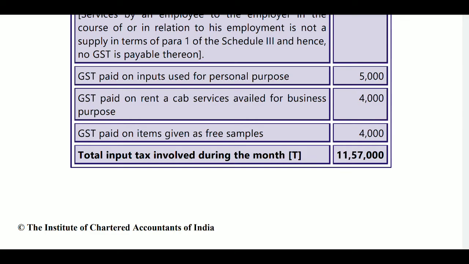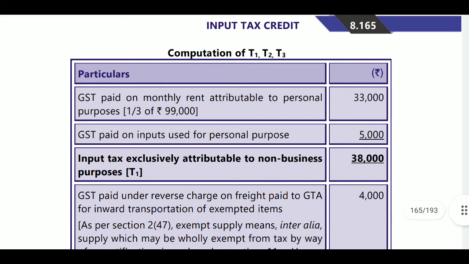So the total tax involved will be 11,57,000 first of all. Now, computation of T1, T2, T3. T1, what is there in T1? This is related to the non-business purposes, that is, items used for personal purposes. Here two items were used for personal purposes.